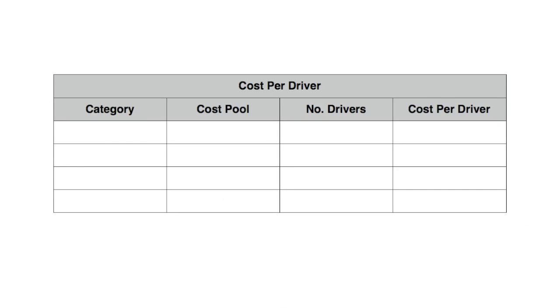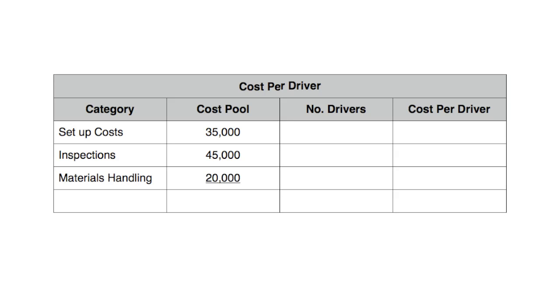Remember, the first step in our ABC costing is to pool our costs. So we'll put this all in a table to calculate our cost per driver. But the first step is to pool our costs once we've chosen our drivers. Looking at the cost categories, we have setup costs with a total cost pool of 35,000, inspection costs with a cost pool of 45,000, and materials handling with a cost pool of 20,000.